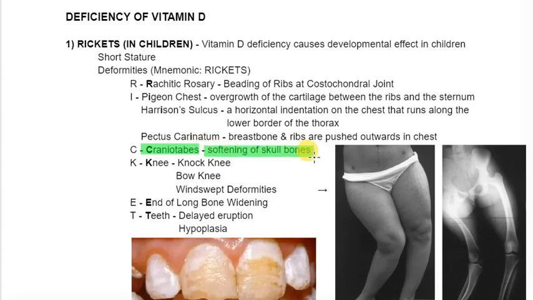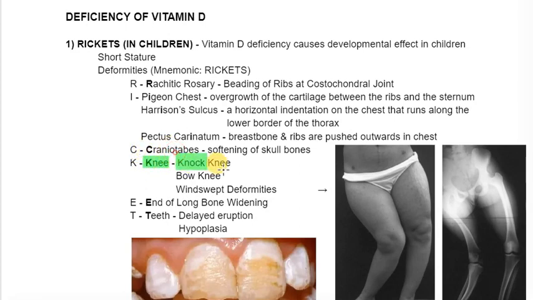How will the bone become soft? As we already know, due to the deficiency, and as we already know that vitamin D makes the bones hard, when the deficiency is there, the bone will ultimately become soft.